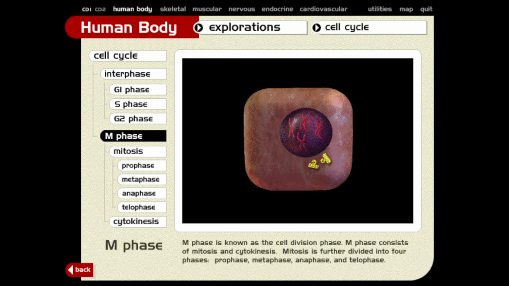M phase is known as the cell division phase. M phase consists of mitosis and cytokinesis. Mitosis is further divided into four phases, prophase, metaphase, anaphase, and telophase.